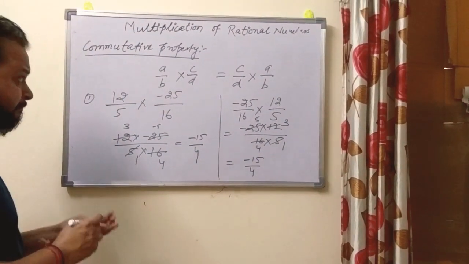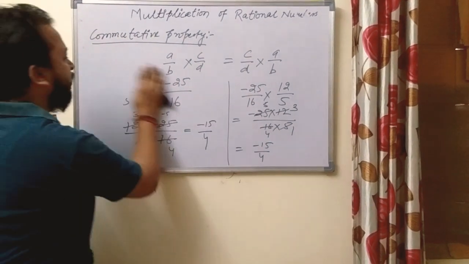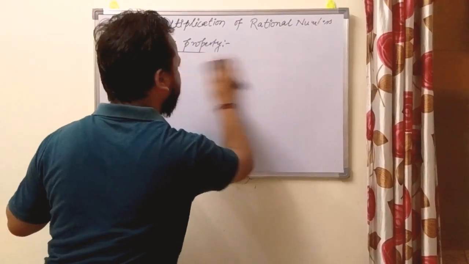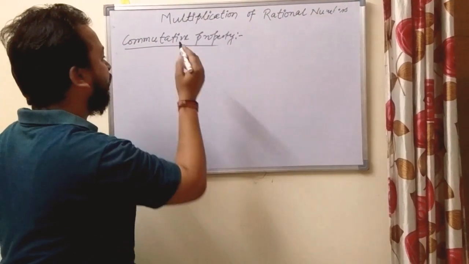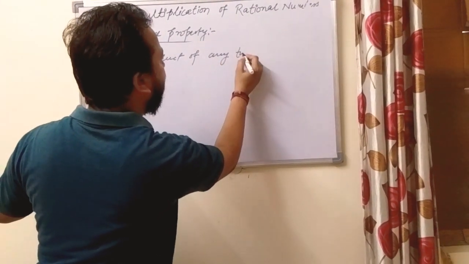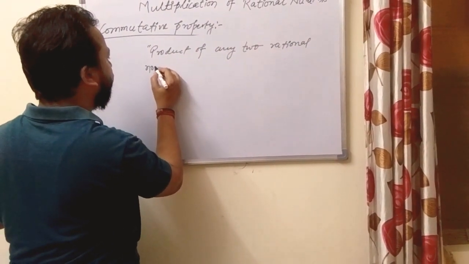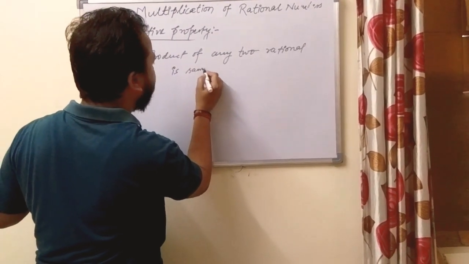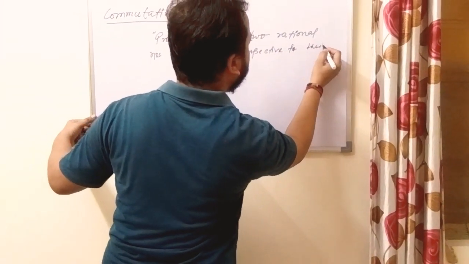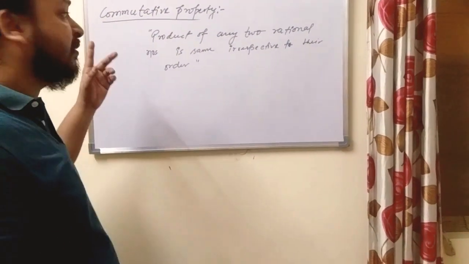So the commutative property is: the product of any two rational numbers is the same irrespective of their order. Right? So this is the second property.